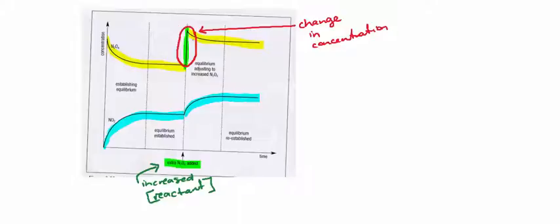And I just want to point out again at this stage that the vertical line is going to indicate the change in concentration, being the external change made to the system. So if it's a vertical line going up, it's going to be an increase in concentration. If it's a vertical line going down, it's going to be a decrease in concentration.